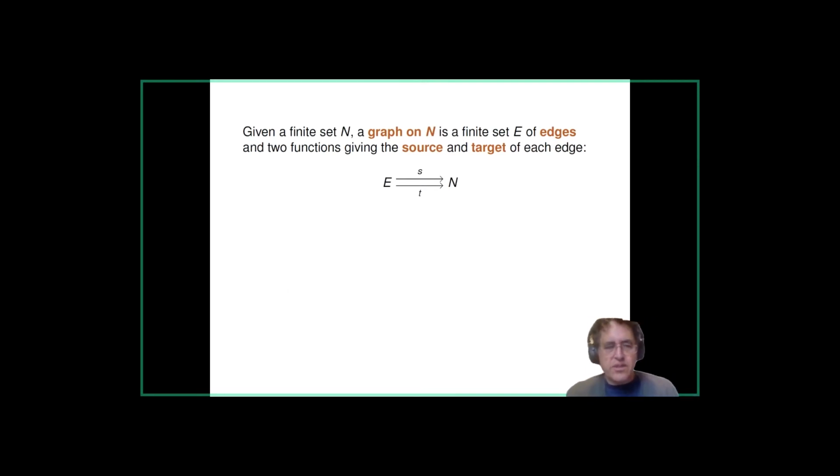So given a finite set N, which I'll call like a set of nodes, I'll define this concept of a graph on N. So it's a graph with N as its set of nodes. So in other words, it's a finite set E of edges, and then two different functions called source and target that assign to each edge its source node and its target node. So this type of graph is, as I mentioned before, called, you could call it a directed multigraph with self-loops, but that's a horrible name. You could call it a quiver. That's another name.